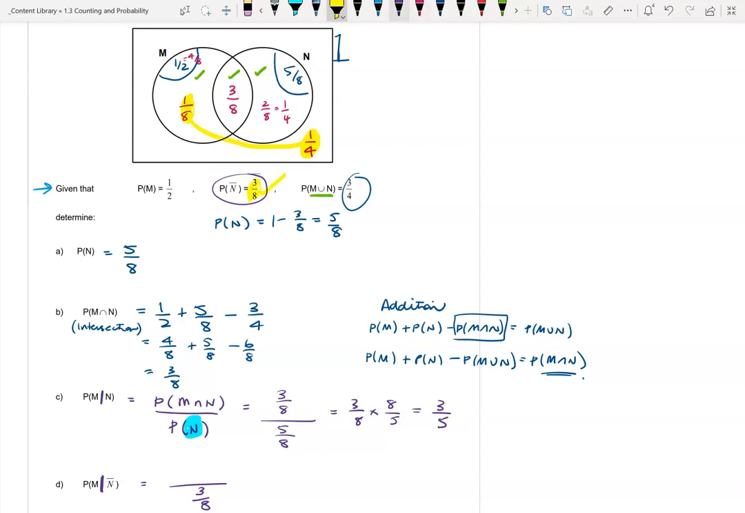So out of 3/8, where is M in those not N? And that's at 1/8. We can see that's where M and not N occur, and this is the probability of N. So we've got those two values. So when we multiply by the reciprocal of that denominator, we end up with a third.